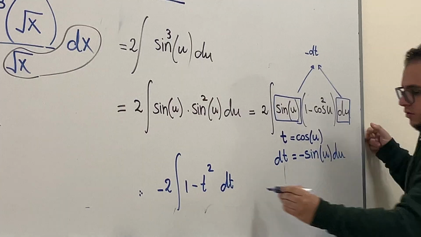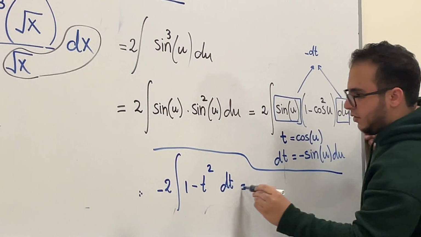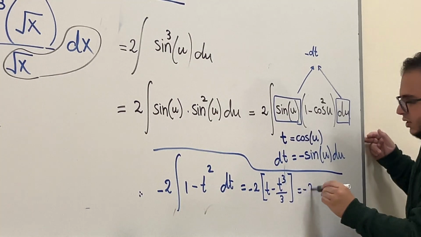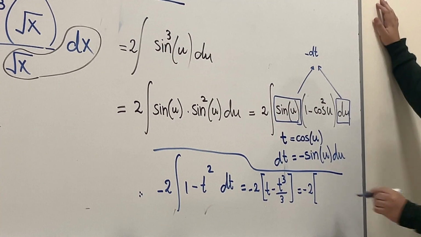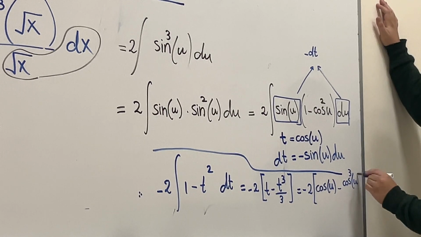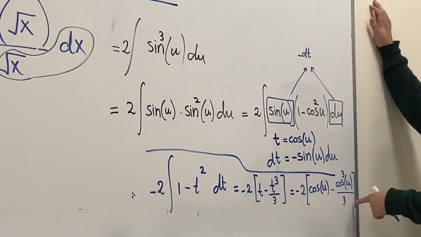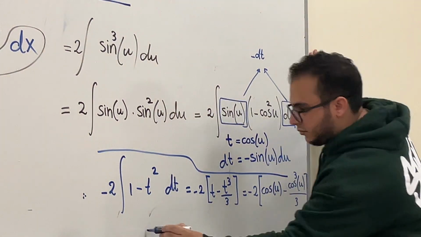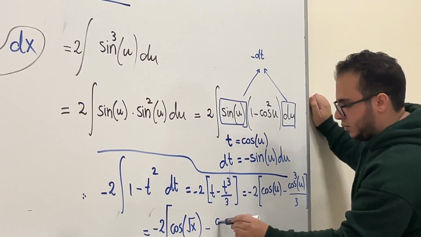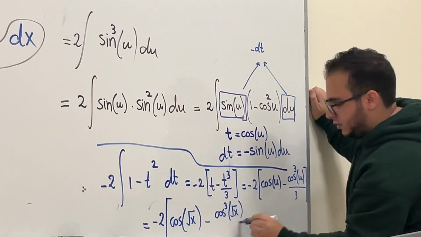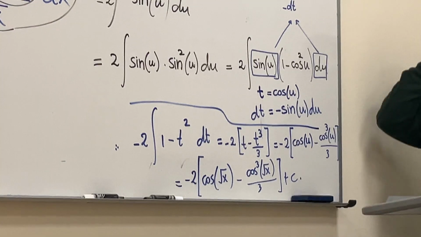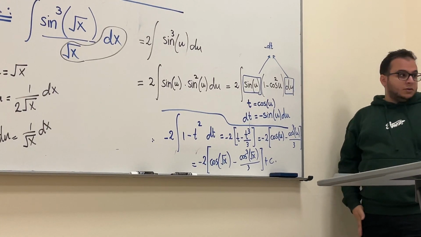Basic integration now. So you have negative 2, t minus t cubed over 3. What's t? Cosine u. Cosine cube u over 3. I need to put the u back. Remember, u is root x. So negative 2 times cosine root x minus cosine cube root x over 3, plus c. I'm done. Any questions, guys?